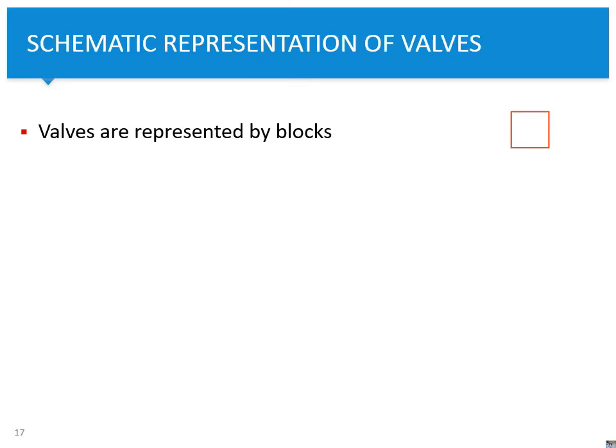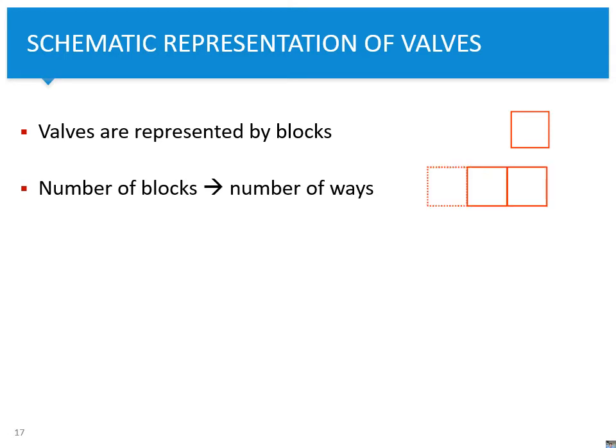Okay, and from this, we want to schematically represent the valves, because you can imagine that it's a tedious process to continuously draw these valves. So we're going to draw them a little faster using a schematic representation. Valves are usually represented by blocks, and the number of blocks tells you something about the number of ways of operating a certain valve. And we use arrows to indicate the direction of flow.